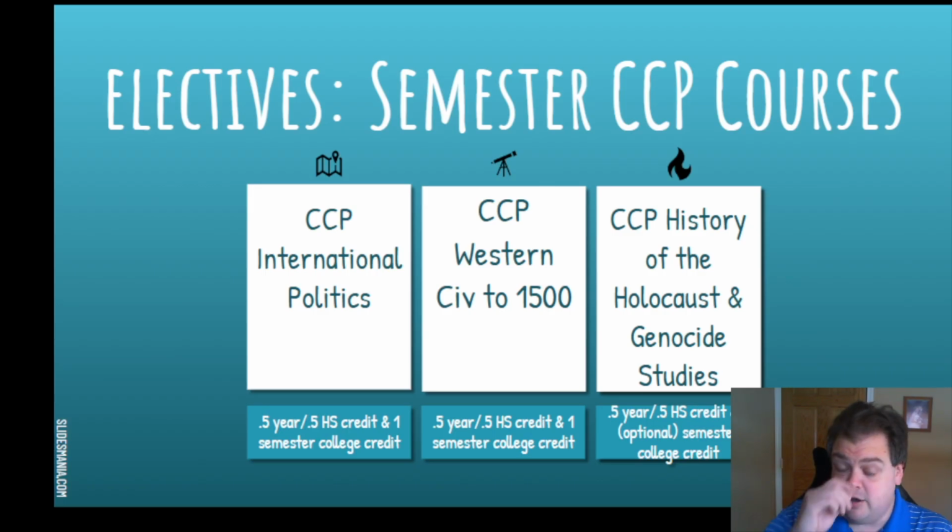So CCP International Politics is taught currently by Mr. Miller. It is a course on international relations, the United Nations, NATO, the European Union, all those things are covered. CCP Western Civ looks at ancient medieval history, tracing the origins of modern Europe from antiquity through the 16th century. So basically we start with the agricultural revolution, move through all of antiquity, and then we end up at the Protestant Reformation at the end.